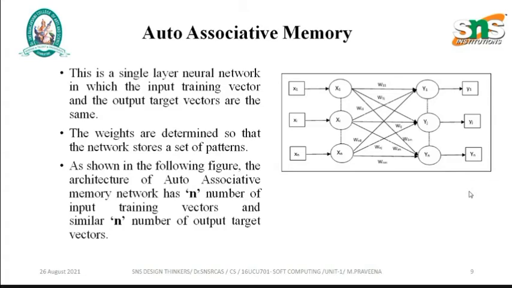That is called auto associative memory. The weights are determined so that the network stores a set of patterns. Here also the network will store a set of patterns. The example is given in the figure. You see here there are n inputs we are providing, and after processing we will receive n outputs.